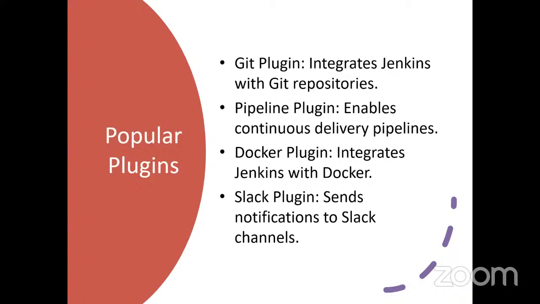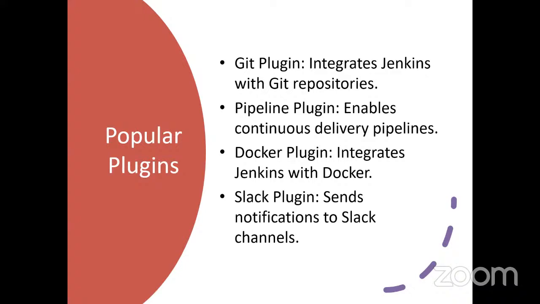There are certain popular plugins available for Jenkins which are widely used. The first one is the Git plugin. As you know, when you are working in an IT company, there are developer teams, QA teams, testing teams, business analysis teams, and then the CEO. So in this architecture, companies are using the Git plugin for the developers.